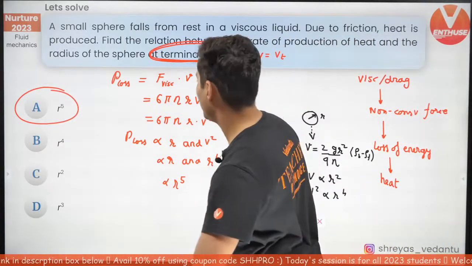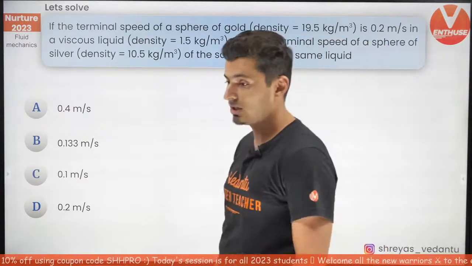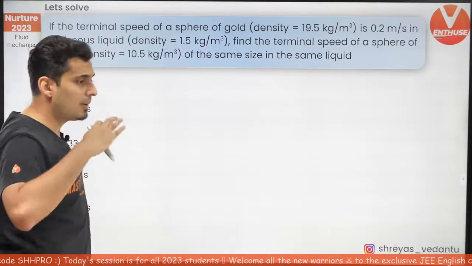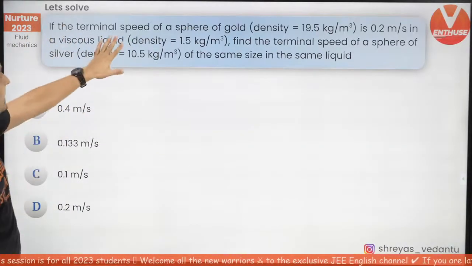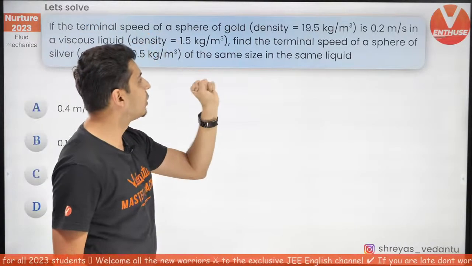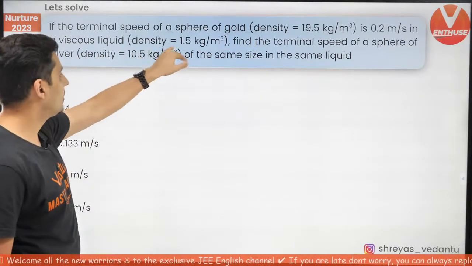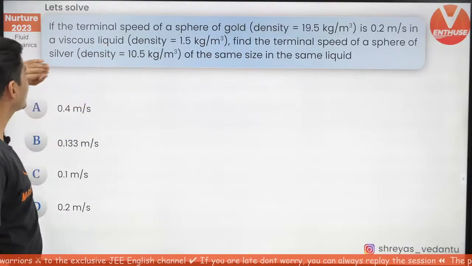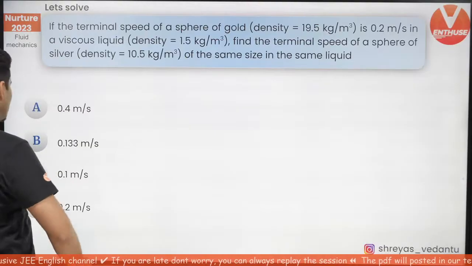Very good. Let's move on to the next one. Option A is correct. Next question. I want you to get the hang of the formulas through these questions. That's why I'm making sure I solve these questions in front of you. The terminal speed of a sphere made of gold, density given, is 0.2 in a liquid of density given. If you have a sphere of silver of the same size, then what do you think is the terminal speed?